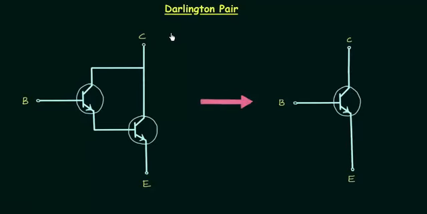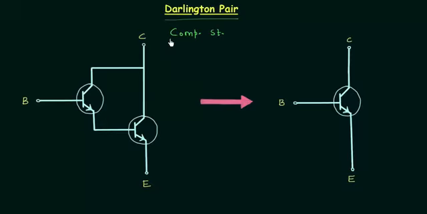In the previous two lectures, we completed cascaded systems, and now I will explain the working of the Darlington pair. Darlington pair or Darlington transistor is a compound structure.